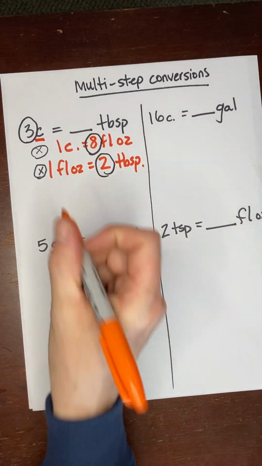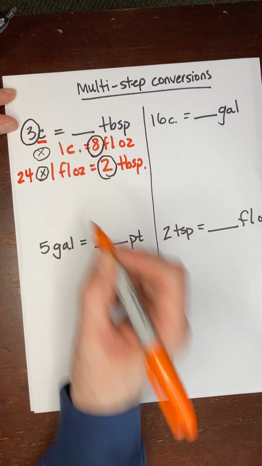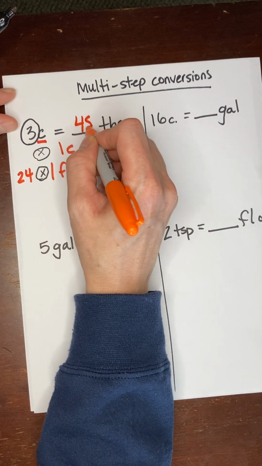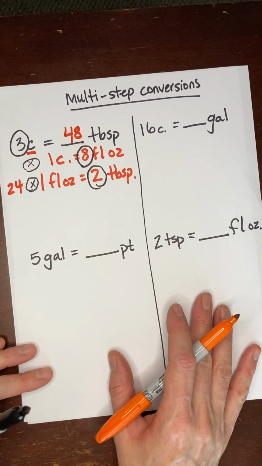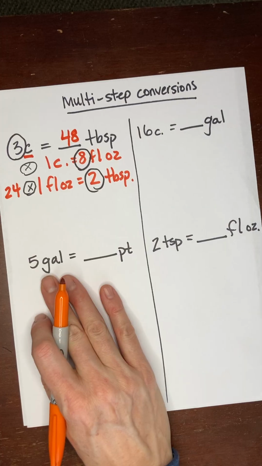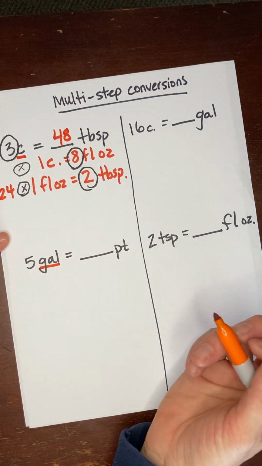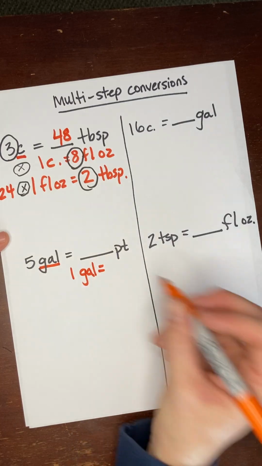Okay, so let's start. 3 times 8 is 24. 24 times 2 is 48. So that means that 3 cups is equivalent to 48 tablespoons. Okay, let's go down here for gallons to pints. Which one's my bigger measure? Well, gallons are bigger than pints, so I need to write 1 gallon equals how many pints?